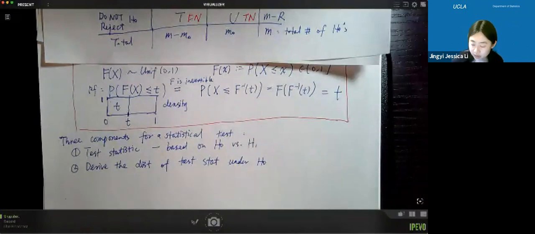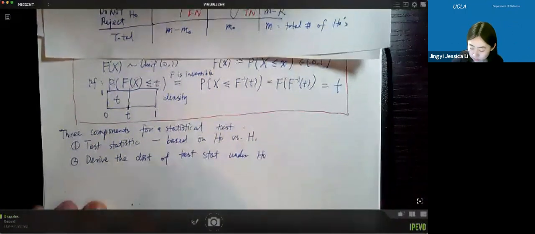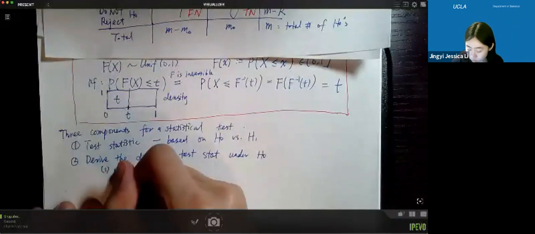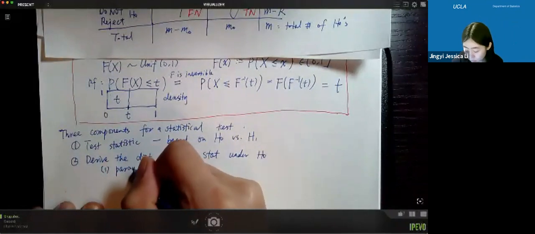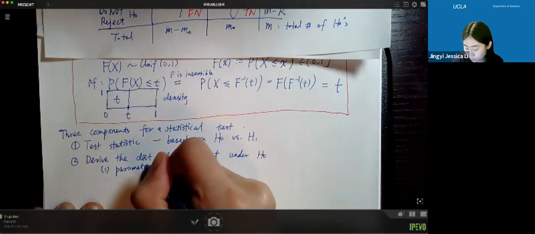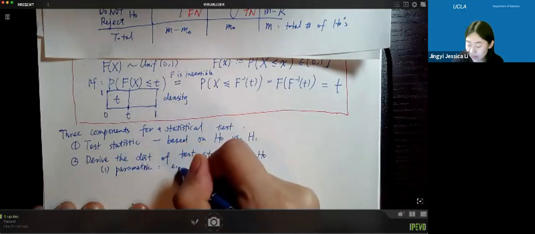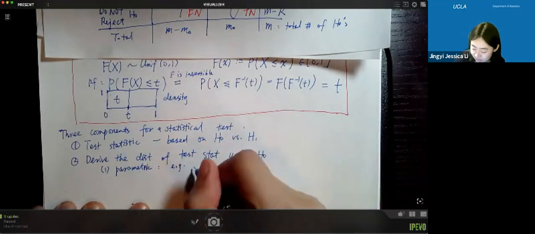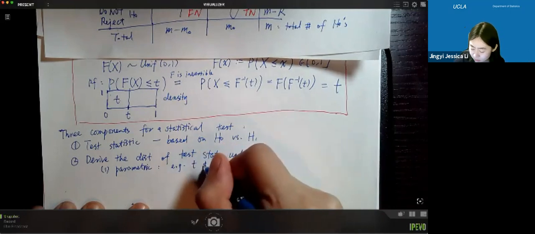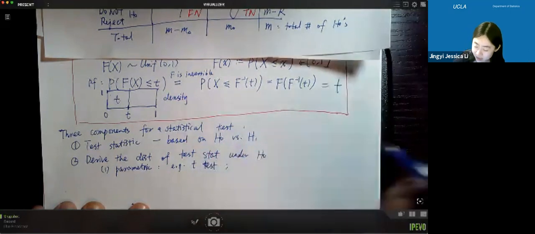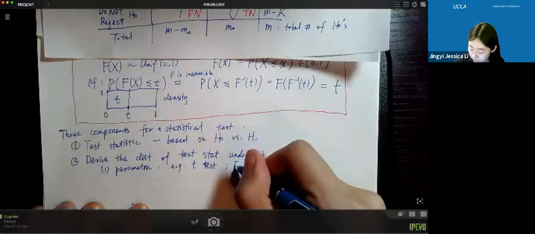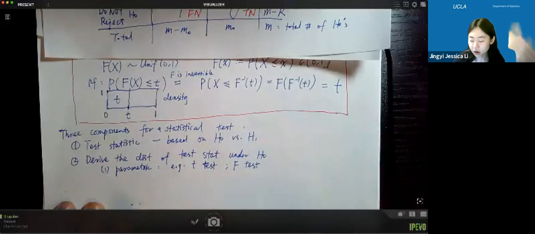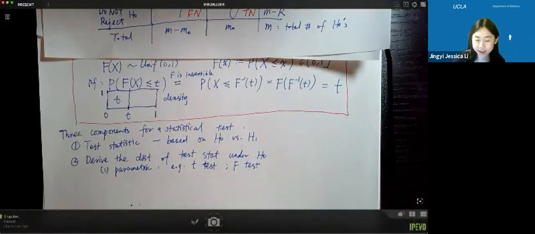So parametrically, you can derive it using mathematics. So for example, in classic textbooks, we have the t-test. That is a parametric test. Or we have the f-test, right? Those are all parametric tests our pioneers have derived for us.